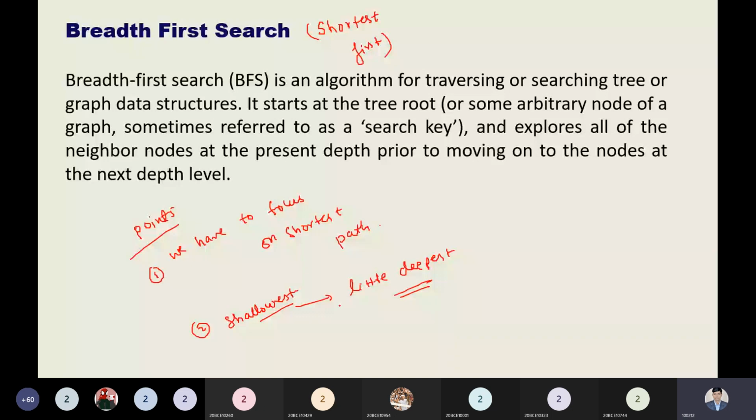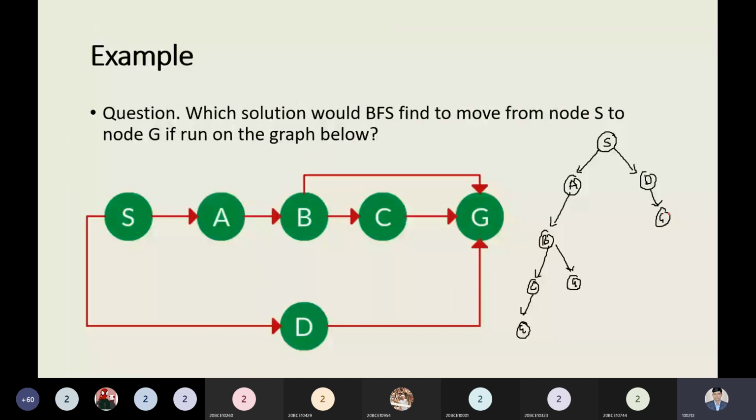So from this example, definitely this G. So S to D we can take, and D to G we can see. So our path will be S to D and D to G. So what we are doing in this case, BFS traverse the tree shallowest node first, and it would always pick the shallower branch until it reaches the solution.